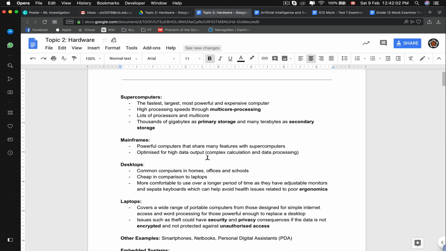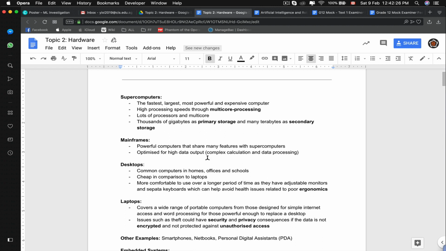And then we have mainframes. Okay, it's important to differentiate mainframes and supercomputers. They are very similar, they're all very powerful, but a mainframe is optimized specifically for complex calculations. So supercomputers may be used to do things such as simulations. Mainframes mostly just crunch numbers.